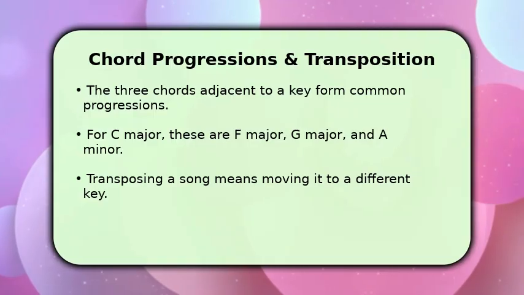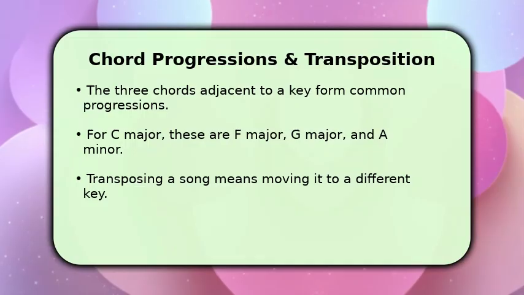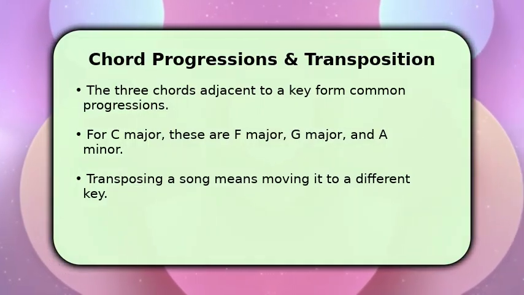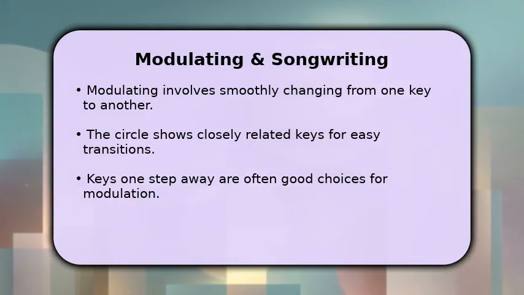When transposing a song, the circle helps you easily shift all chords to the new key while maintaining their harmonic relationships, making the process much more intuitive. For songwriters, the circle of fifths is a fantastic tool for modulation and sparking creativity.